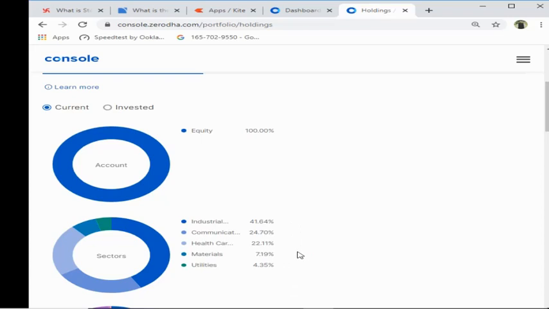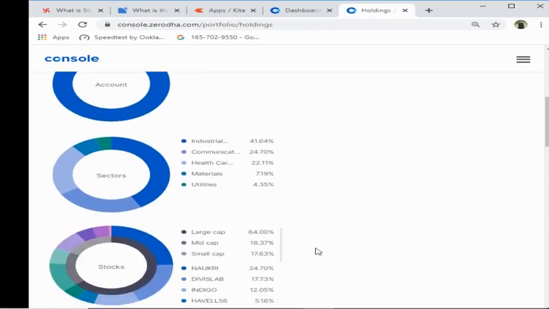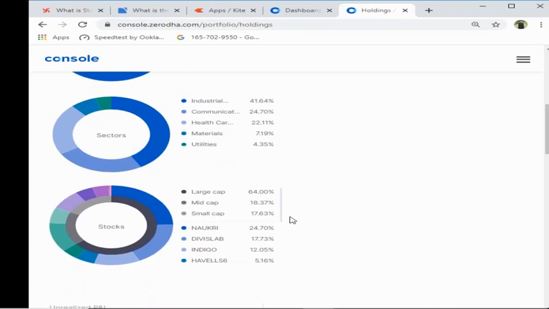Now if I show you company wise, we have taken the majority of the investment into the large cap companies. 64% of the money is invested into the large cap companies. Yes, that is how you should be investing. The majority of your money should go into the blue chip companies. Blue chip companies are those companies whose market capital is about 30,000 crores. Now you can see 18.37% is also invested into mid cap and 7.63% is invested into the small cap.